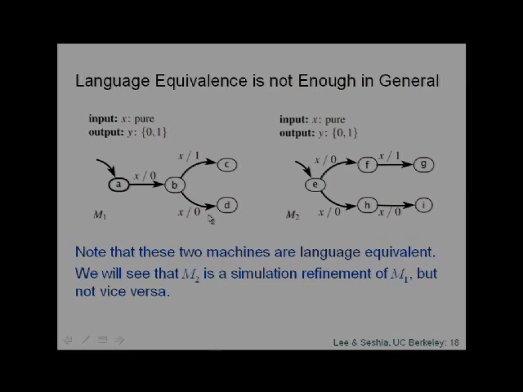Okay, so that's what we mean by this statement. We say that M2 is a simulation refinement of M1, but not vice versa. Meaning that M1 can match any step M2 can do, because it defers its non-deterministic choices later, but M2 cannot imitate M1. So if M1 is my specification, then in some sense M1 is more powerful than M2, because it defers the non-deterministic choice to later. So M1 can match any step of M2.